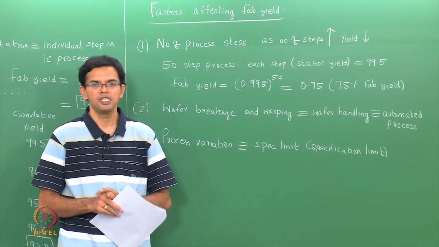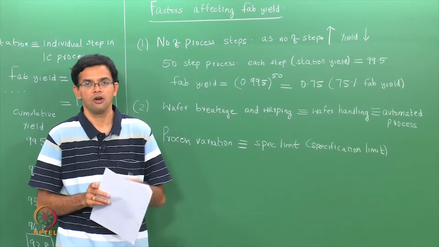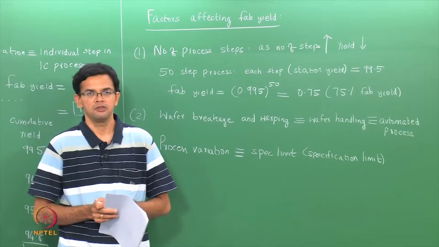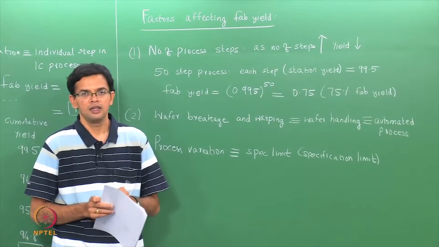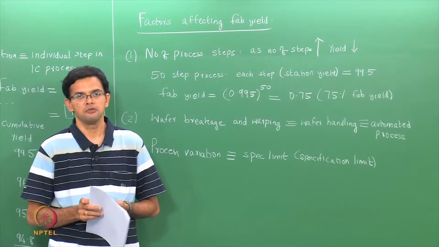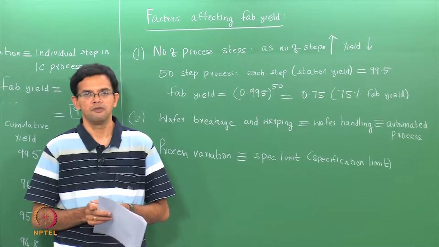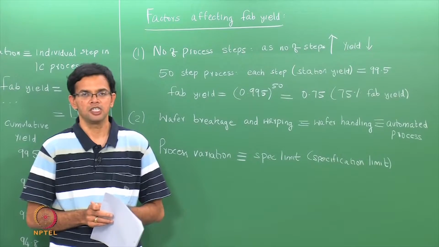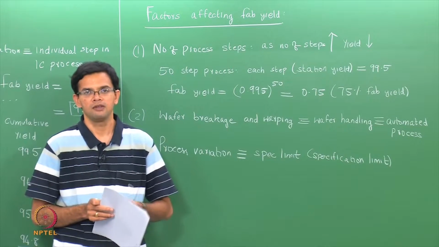So, if the spec limits are too loose, so they are too wide, once again they can cause a process to fail because there will be a lot of variation. On the other hand, if the spec limit is too tight, then a lot of experiments would not be able to meet the spec limit, and once again the wafers will fail. So, setting the appropriate specification limit is important when we are trying to get a higher yield.